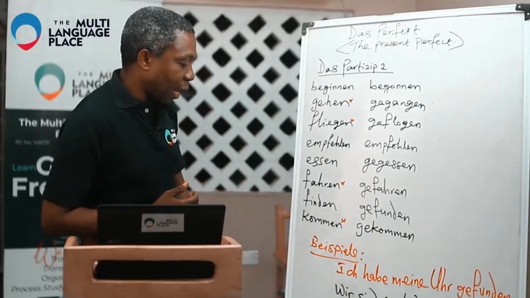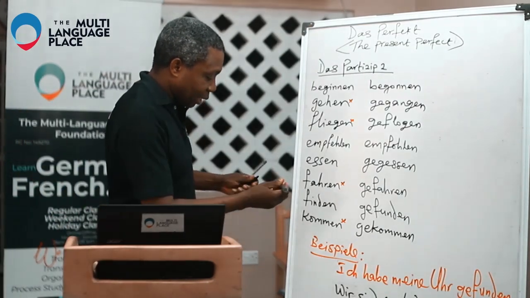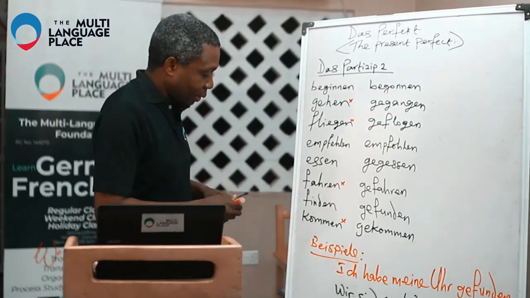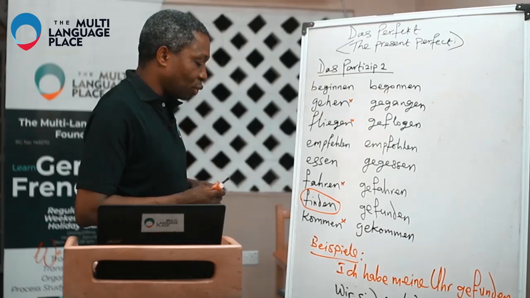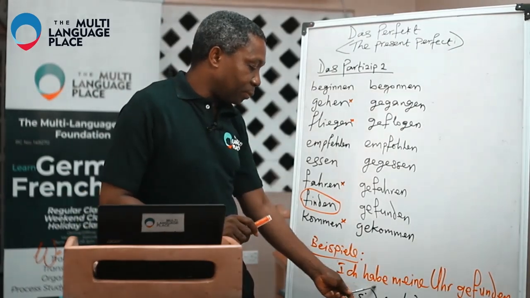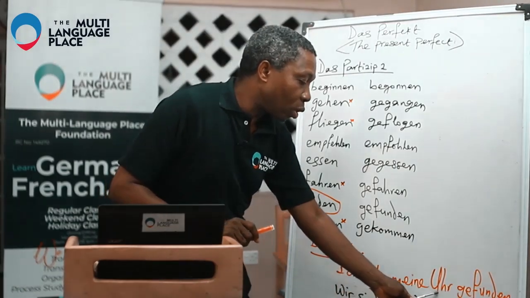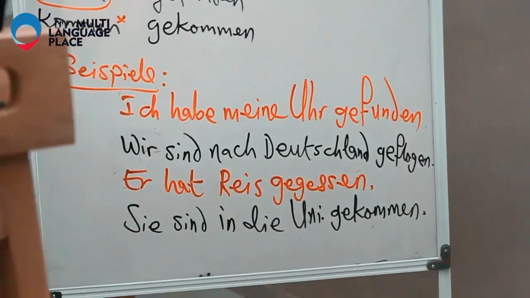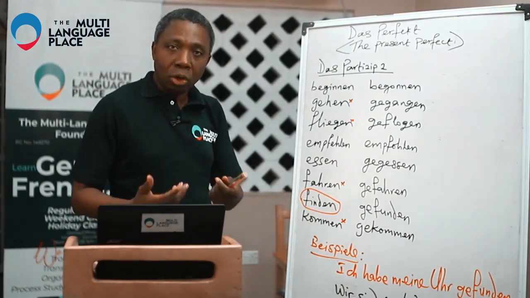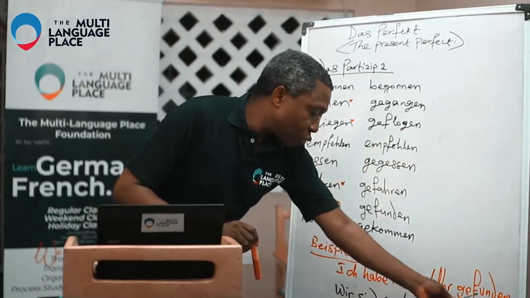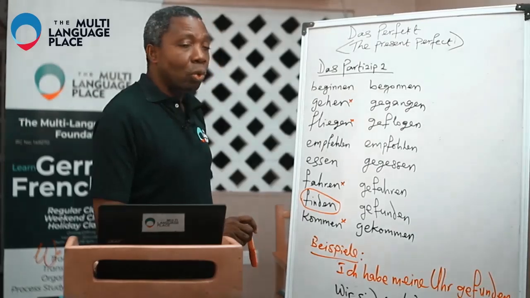so that we understand practically what we mean by this participle 2. The examples are below here. I am taking the verb finden, which means to find. Let's see how it is used in the past. Ich habe, this is the helping verb, habe. Ich habe meine Uhr gefunden. I have found my clock, or I found my clock.